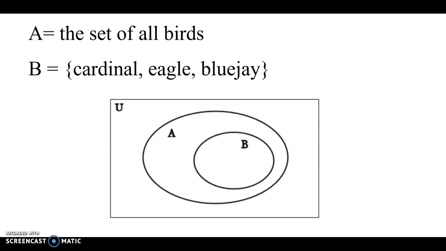You've actually seen this. You guys remember earlier? It's been like 3-4 months at least, probably. You remember seeing something like this? Yeah, it's a type of Venn diagram. So if I said A is the set of all birds, so every single bird, that's the set that I'm talking about. And B is specifically talking about cardinals, eagles, and blue jays. Are all of those birds? Yes. So I would say that B is a subset of A.